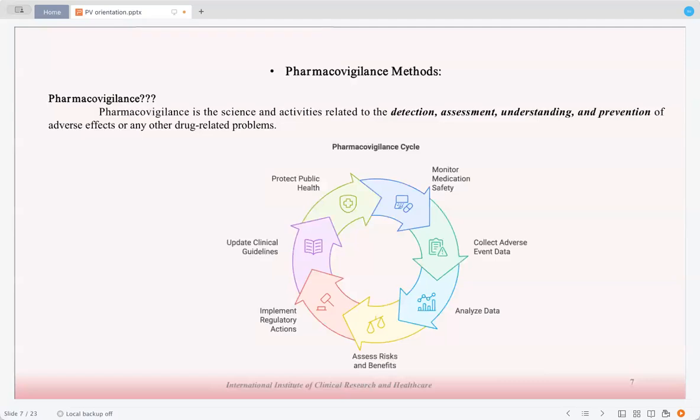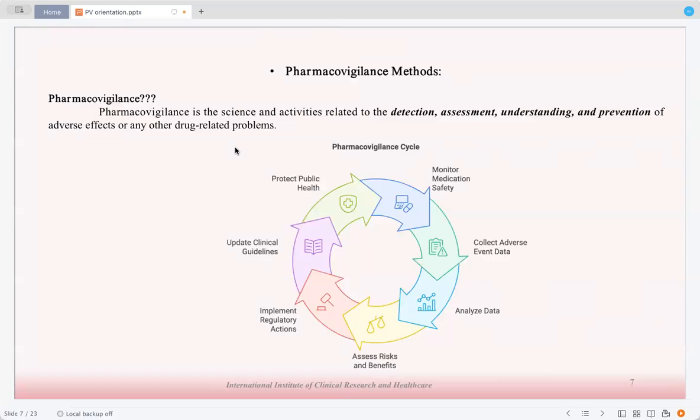So next is, what is pharmacovigilance? Why are we conducting pharmacovigilance? We are conducting pharmacovigilance to protect the public health. Pharmacovigilance is the science and activities related to detection, assessment, understanding, and prevention of adverse effects and any other drug-related problem.